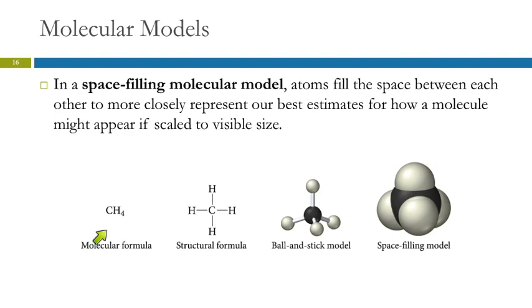So this is the formula, CH4. This shows how the atoms are connected. Doesn't give us any information about the 3-dimensional shape. This shows us that this is in the shape of a tetrahedron, and this space-filling model shows us there's not really all this open space in there. It's really more of a blob molecule.